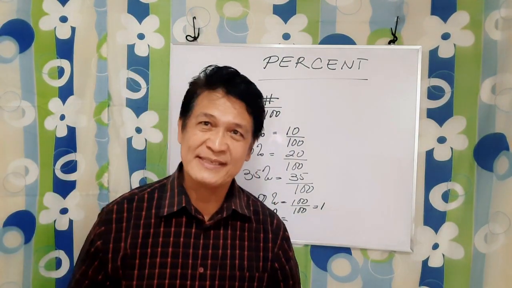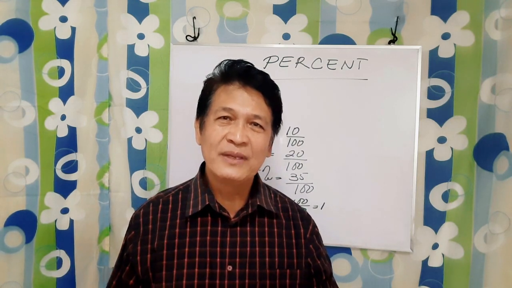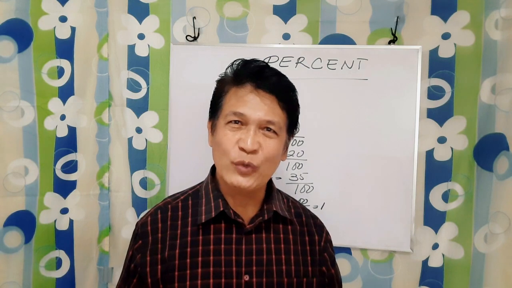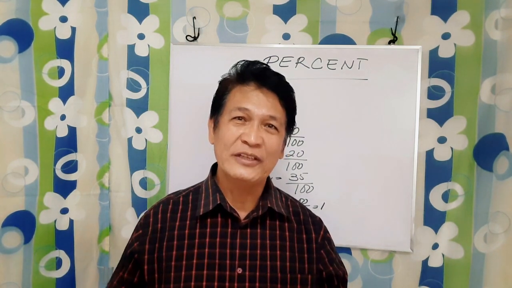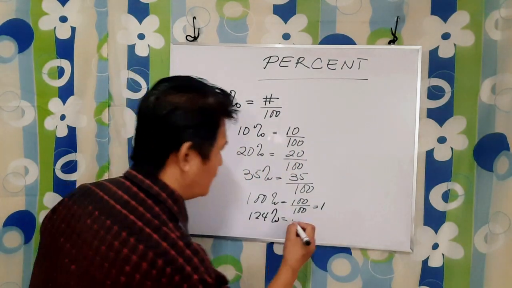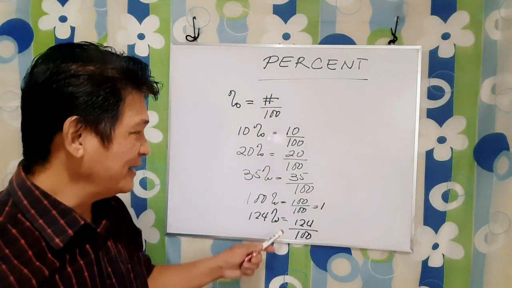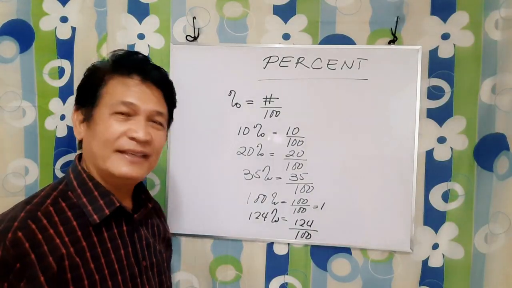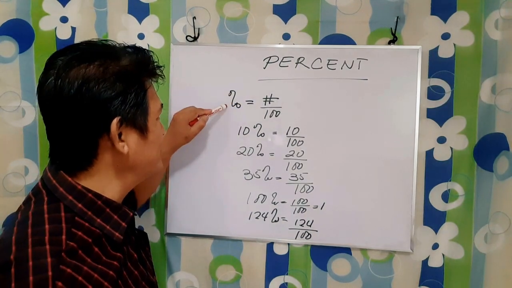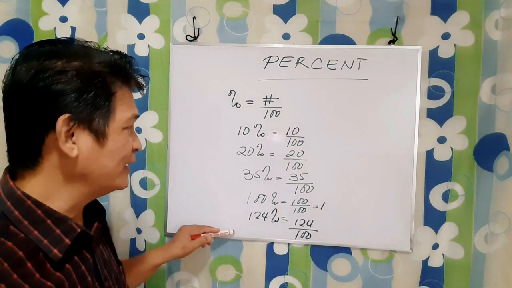What about, is there such a thing as 124%? Yes, there is. For example, you deposited 100 pesos in the bank. After 1 year, it earned a certain percentage, say 24%. So after 1 year, your money is now worth 124%. So we have 124 over 100, and this is an improper fraction. Your percent is expressed with a symbol like this. You have now 10%, 20%, 35%, and up to 124%.